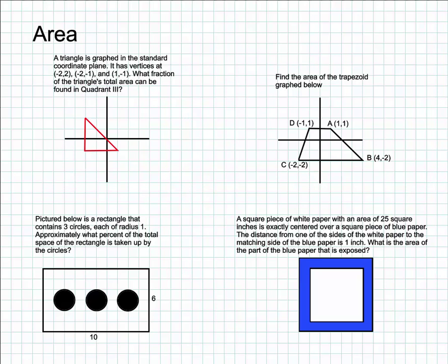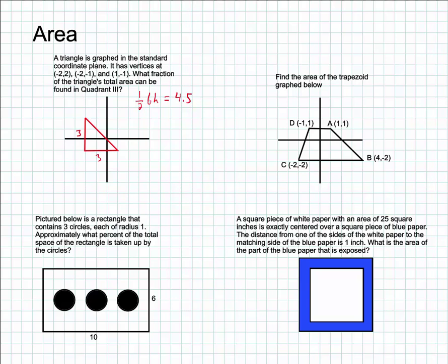The total area of any triangle can be found with the formula 1/2 base times height. And looking at the graph, we can see that the base is 3 units, and the height is also 3 units. So the total area is 1/2 times 3 times 3, or 4.5.